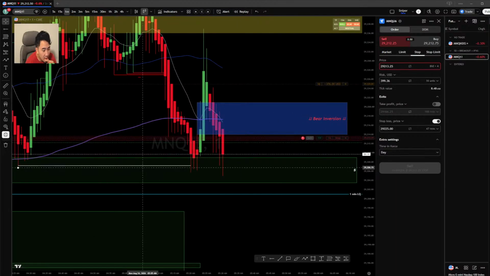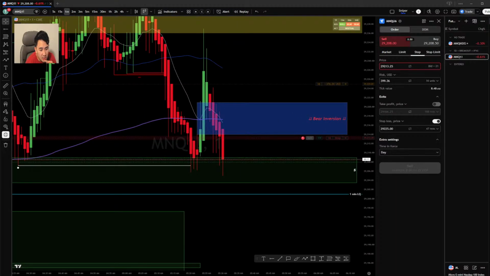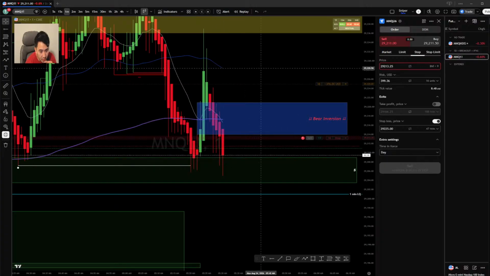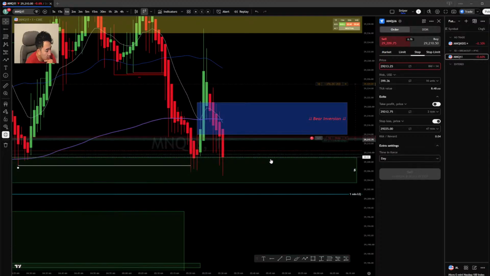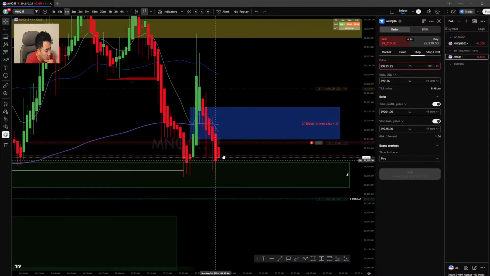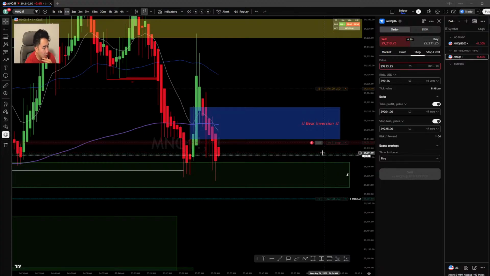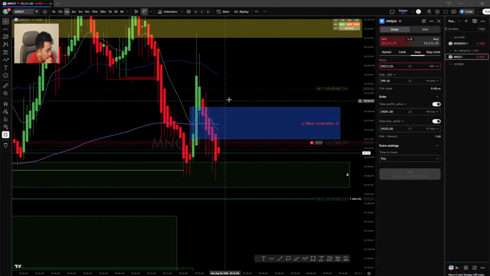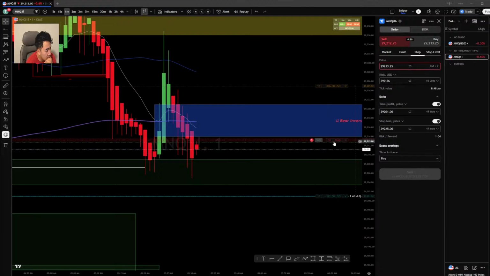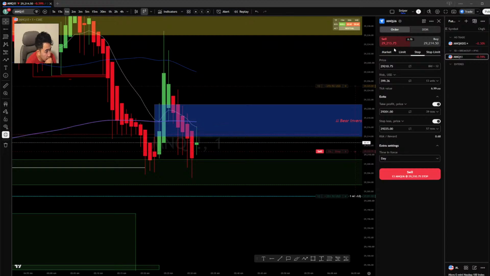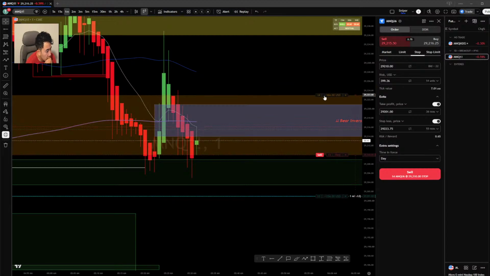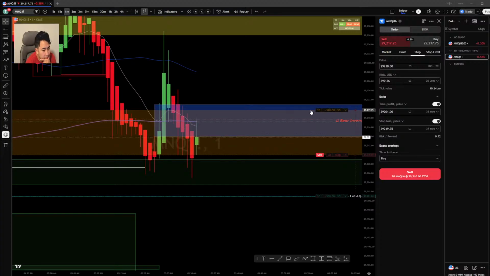Yeah, I would need a green candle pullback here. Need to pull back some more. Form a green Heikin-Ashi candle. And then let's see if it respects this inversion zone.